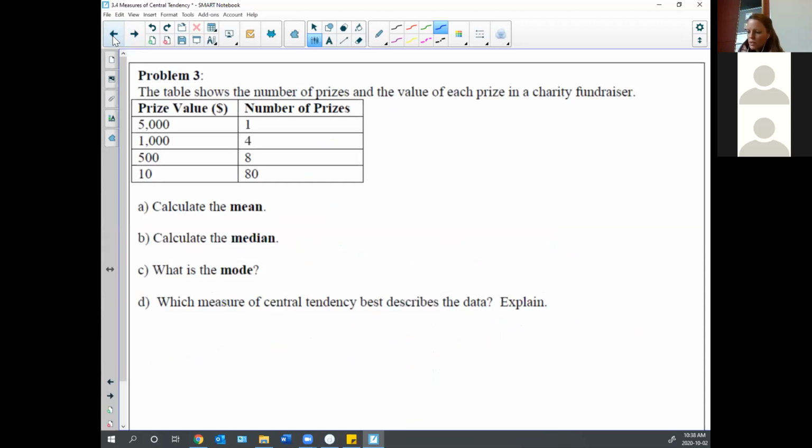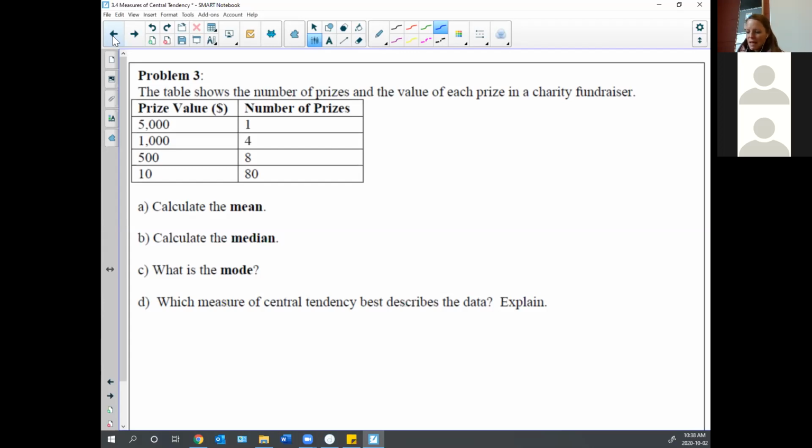This is a table that shows the number of prizes and the value of each prize at a charity fundraiser. You guys are very familiar with this concept. There was one person who's going to win $5,000, 4 who will win $1,000, 8 who will win $500, and 80 that will win $10. This is very much like Tim Hortons Roll Up the Rim. Most people only get a coffee, right? But there is a chance that somebody will win something big.